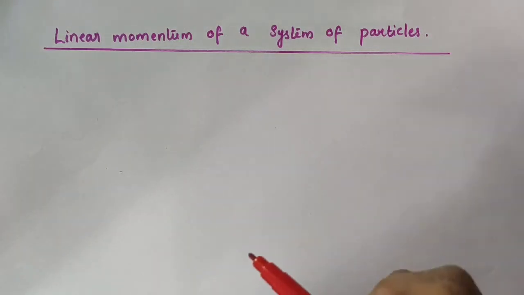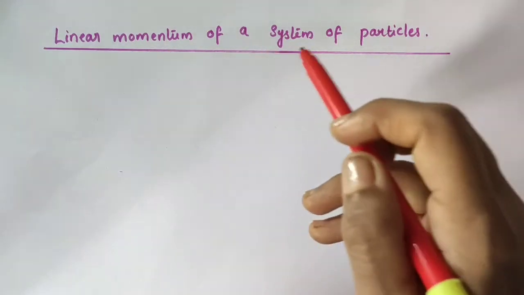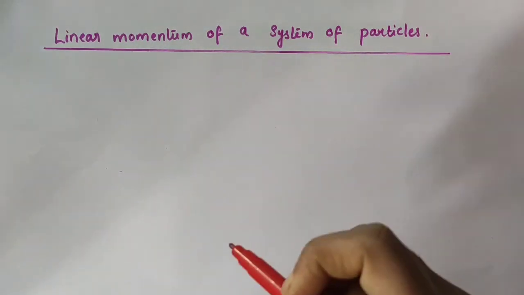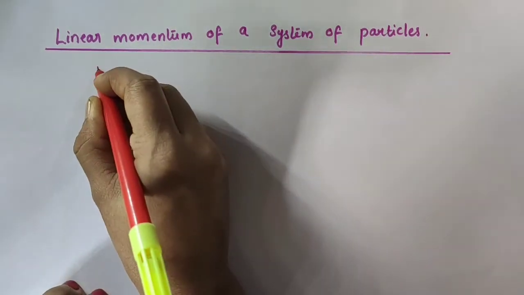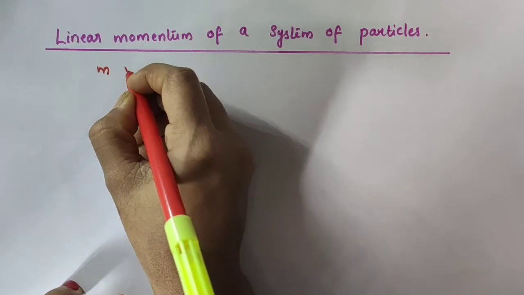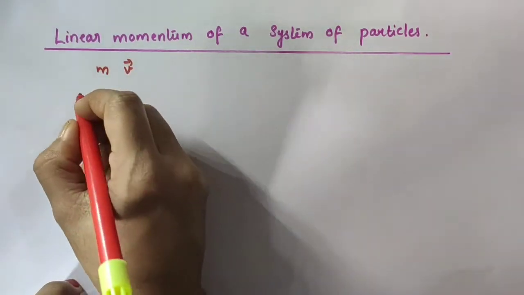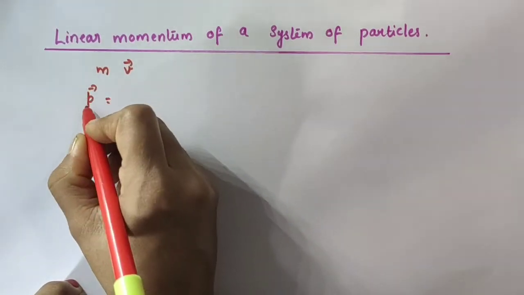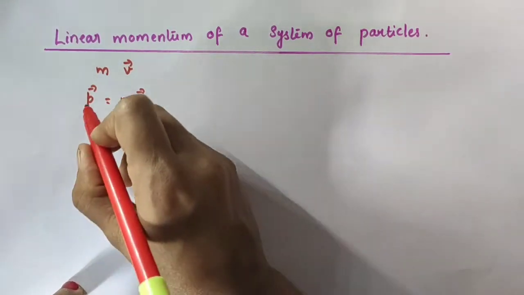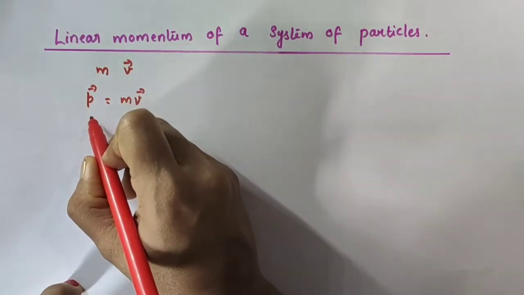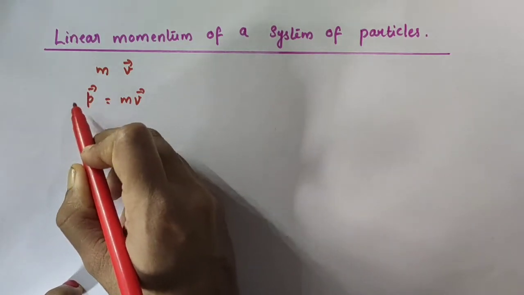Hello everyone. In this video, we are going to discuss linear momentum of a system of particles. We have already discussed linear momentum of a single particle of mass m moving with a velocity vector v as the product of mass and velocity. That is, vector p is equal to mass into velocity vector, where vector p is the linear momentum. This is a vector quantity, that is why a vector sign is marked over this p.